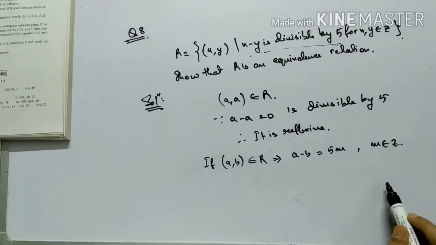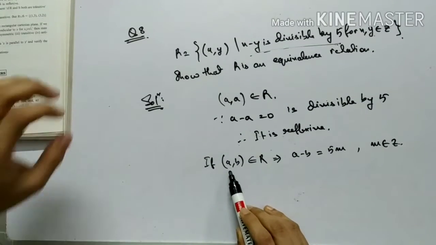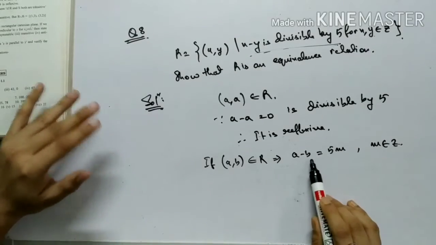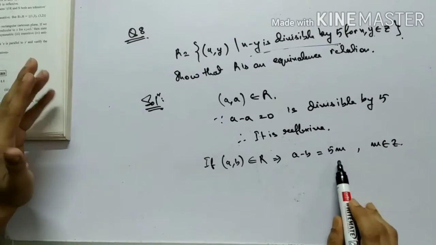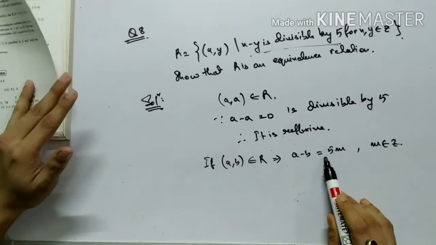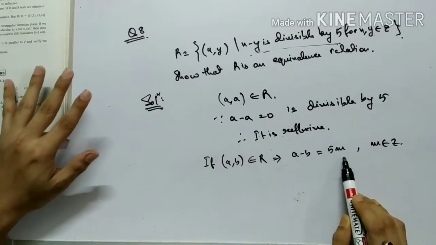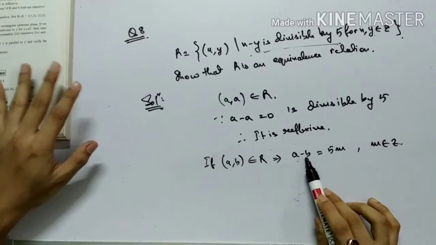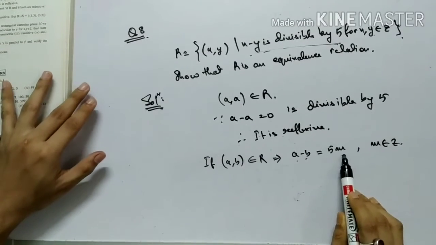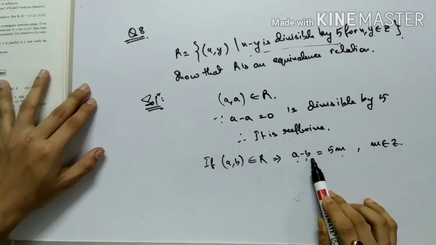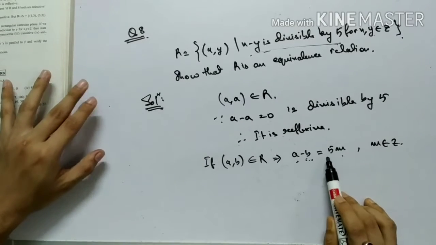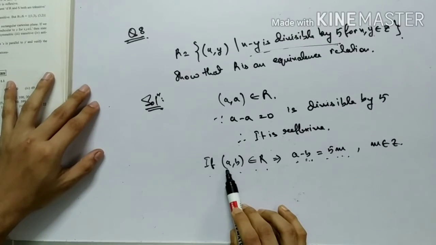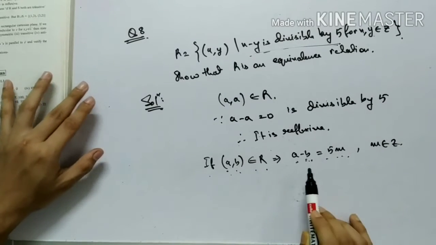Let's say that A minus B is divisible by 5. So I am showing it in this way: A minus B equals whatever answer I get, which is a multiple of 5. So this means that A minus B is divisible by 5. I am writing it in this way: A minus B is equal to 5m. That means if (A, B) belongs to R, then A minus B is divisible by 5.